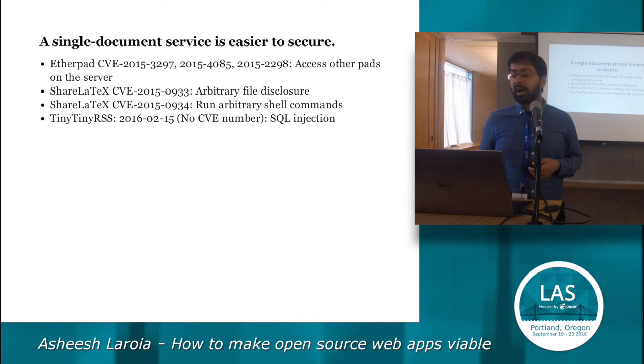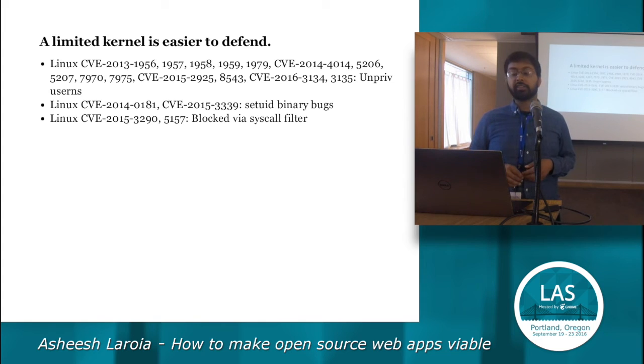Similarly, a limited kernel is easier to defend. We did an analysis of Linux kernel CVEs. This is a subset of the ones that we looked at, but I think we found, I forget if it's somewhere in the 80 to 95% range of Linux zero-day privilege escalation bugs we had blocked before they were known.